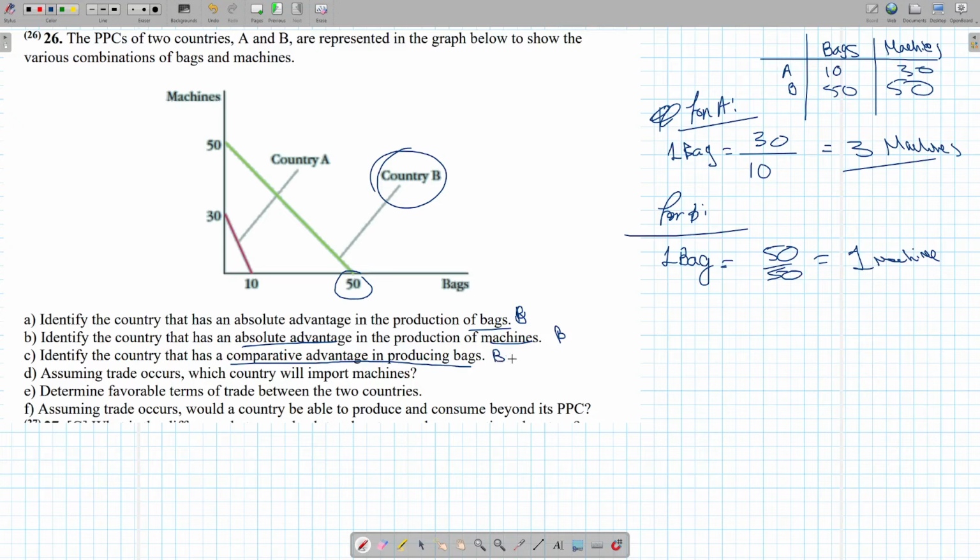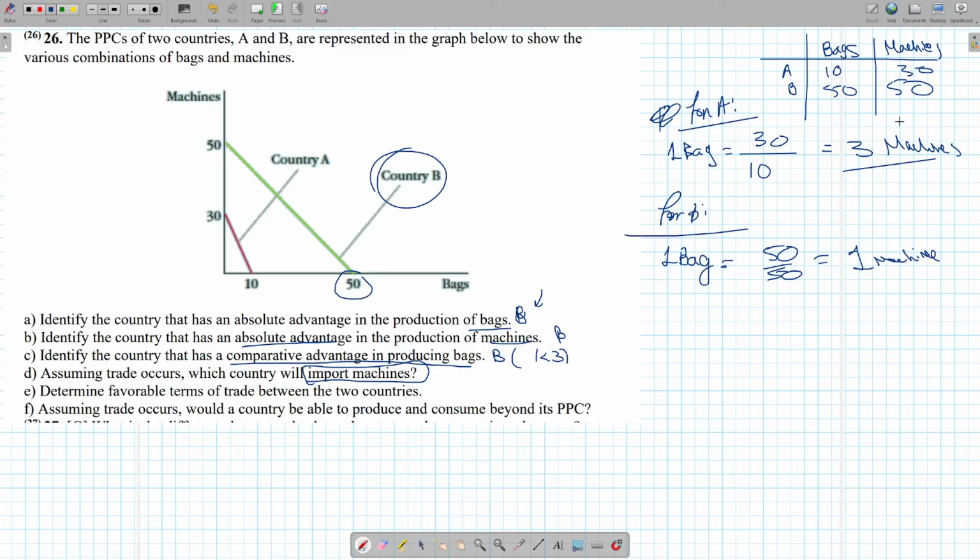Put an explanation for each one, like say because B produces the most bags, and here you could put since 1 is less than 3, so it has a lower opportunity cost. Okay, say a bit. Assuming trade occurs, which country will import the machines? The one that's going to import the machines is the one that won't produce it.